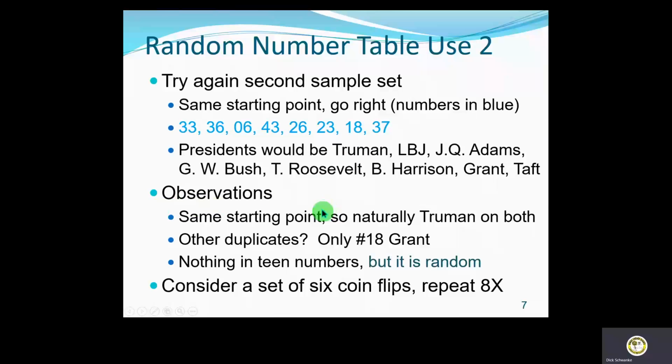So the presidents would be Truman, LBJ, John Quincy Adams, George W. Bush, Theodore Roosevelt this time, Harrison, Grant, and Taft. So what can we observe out of that? Well, we had the same starting point. So of course, number 33, Harry Truman's on both. But the only other one that showed up twice was Grant. And there's nothing except for Grant in the teens, but it is random.